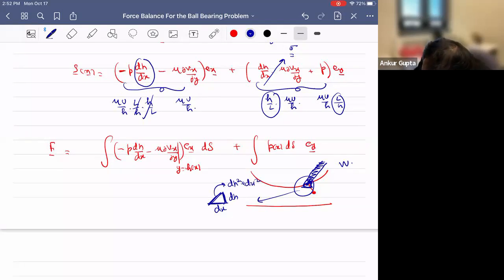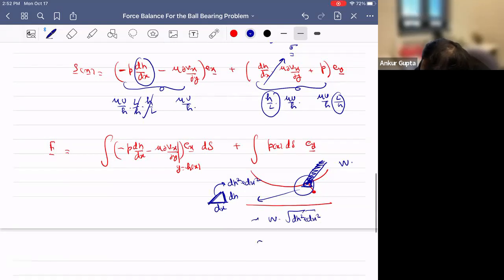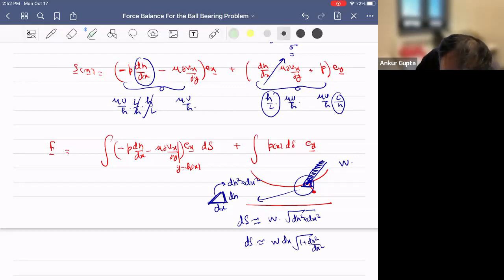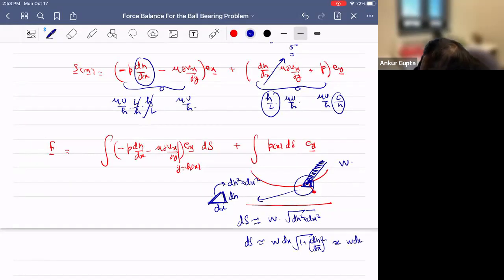So your area becomes w times square root of dh square plus dx square, and w times dx into 1 plus dh by dx whole square. And this is simply w dx because dh by dx is very small. So it is simply dx. So this becomes w dx.